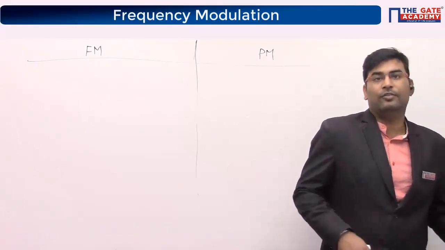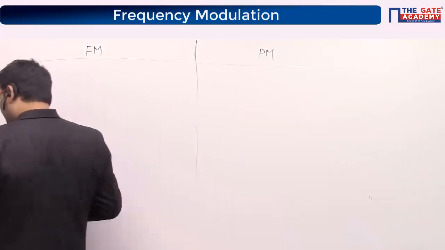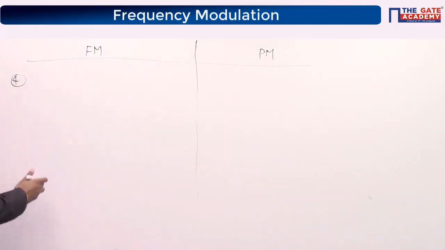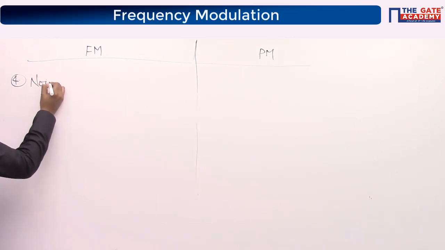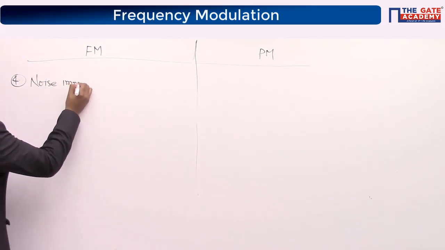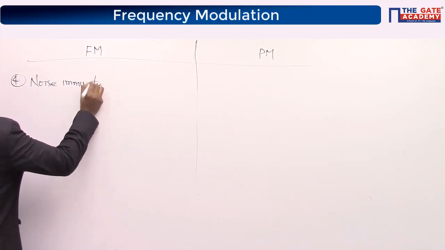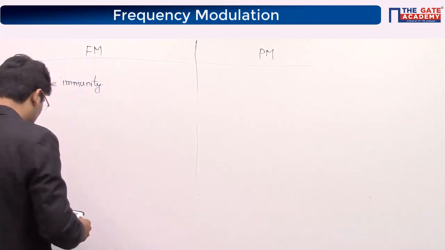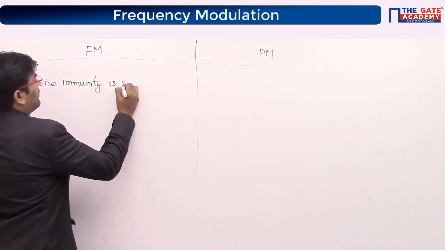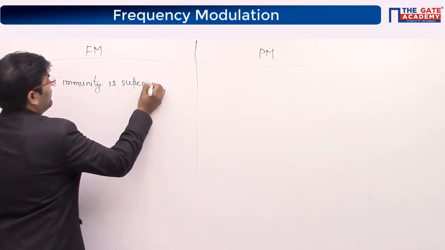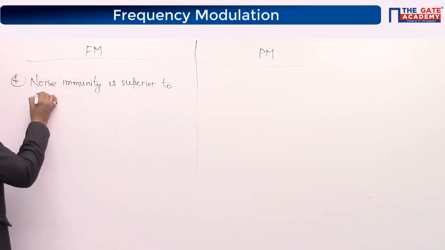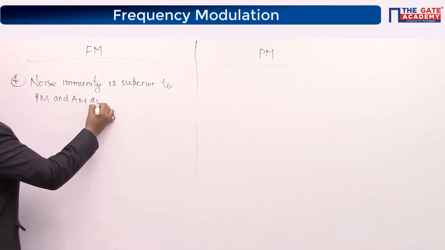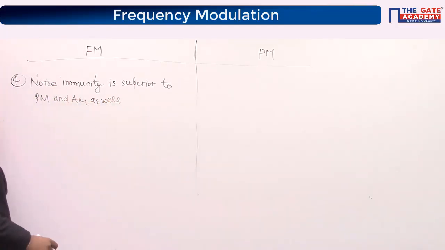Now, a few more points as comparison I wanted to add. So, write point number 4. FM is the best in terms of noise immunity. If you compare AM, FM and PM, all three, FM's noise immunity is superior to PM and AM as well. AM has the least noise immunity. AM is the most affected by noise.